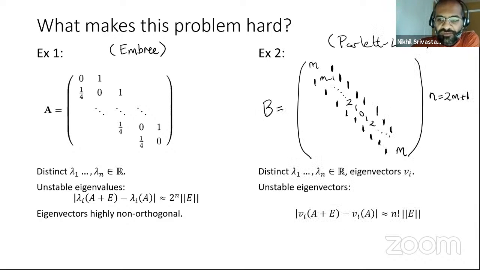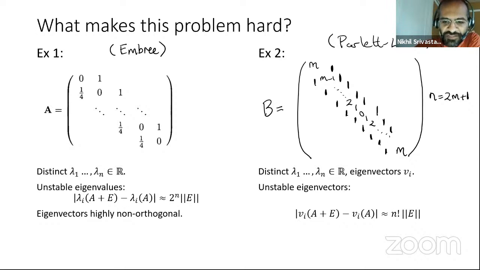Here's example 2. This is taken from a paper of Parlett and Liu from 1992. This is a symmetric tridiagonal matrix. Again, it has distinct real eigenvalues. The issue here is that some of the eigenvalues are very, very close to each other. And as a result, for a certain regime of perturbations, the eigenvectors can be highly unstable. So if you perturb this matrix by some E, then there are eigenvectors that can move by n factorial times the norm of E for a certain regime of perturbations E. And essentially the reason is that these eigenvalues can collide to have multiplicity, and then the eigenvectors can change macroscopically.